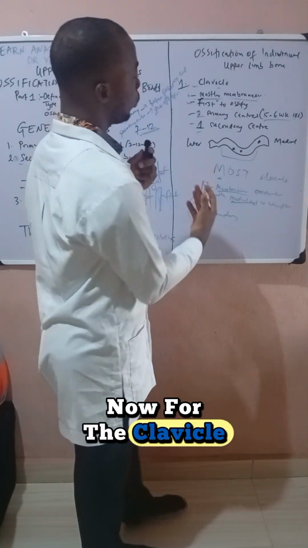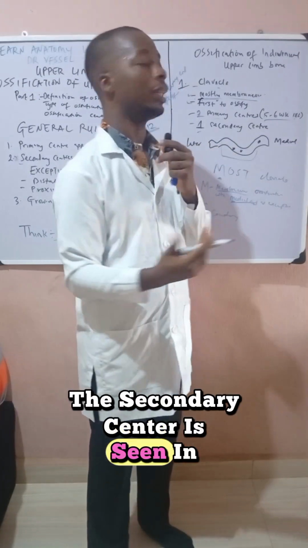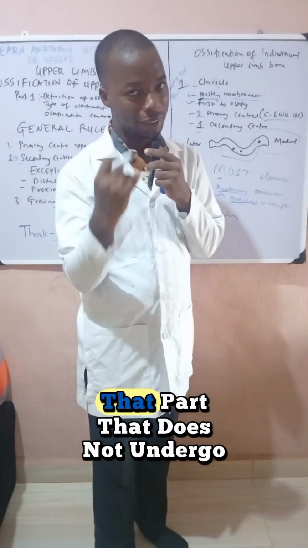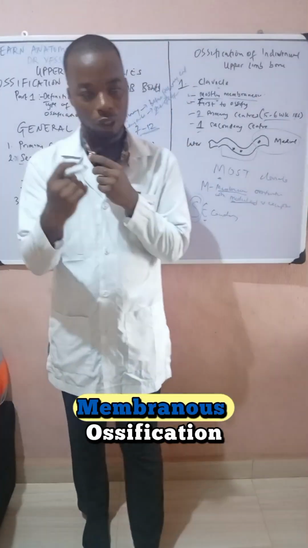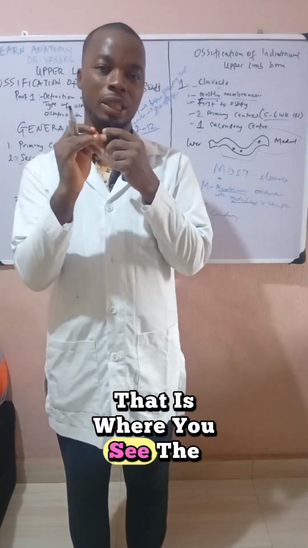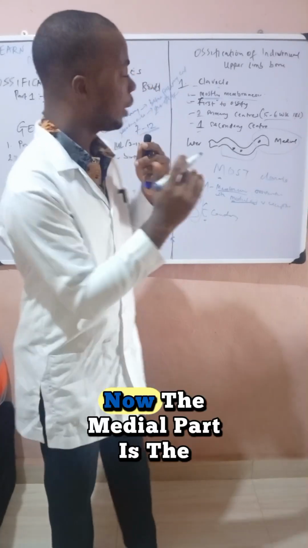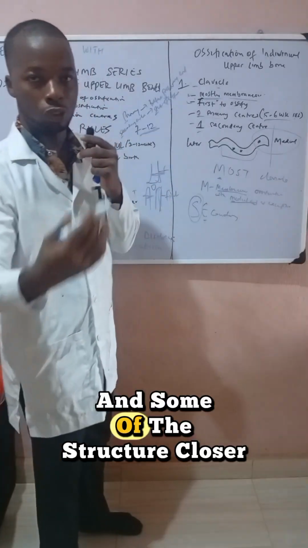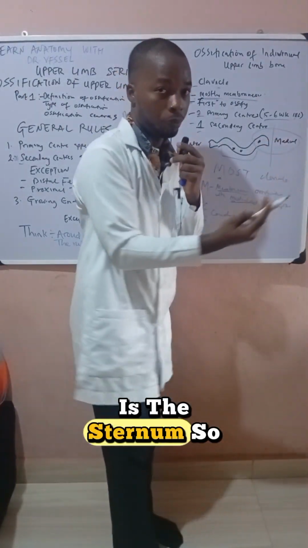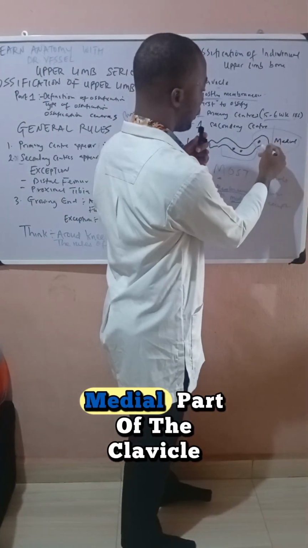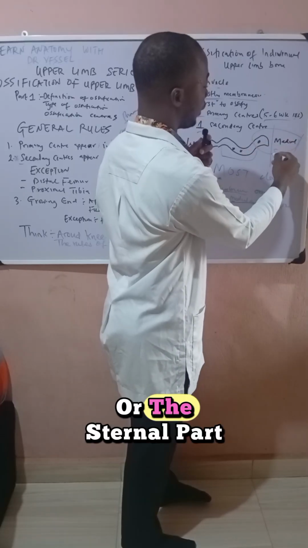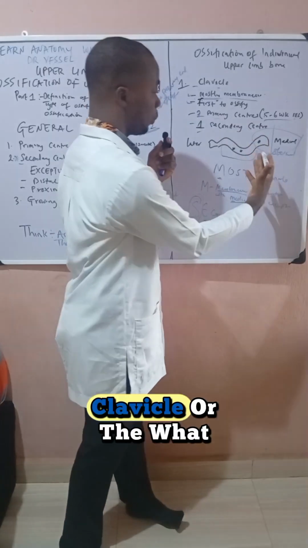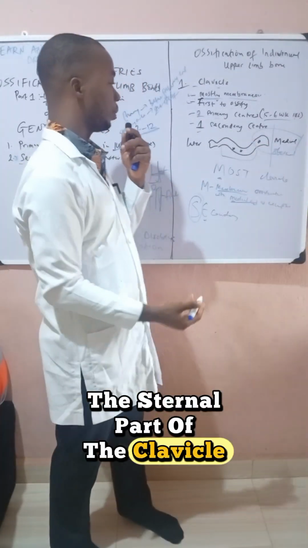Now, for the clavicle, the secondary center is seen in the medial part, that part that does not undergo membranous ossification. That is where you see the secondary center. And the medial part is the part closer to the spine, and the structure closer to the spine is the sternum. So you can either call it the medial part of the clavicle or the sternal part of the clavicle.